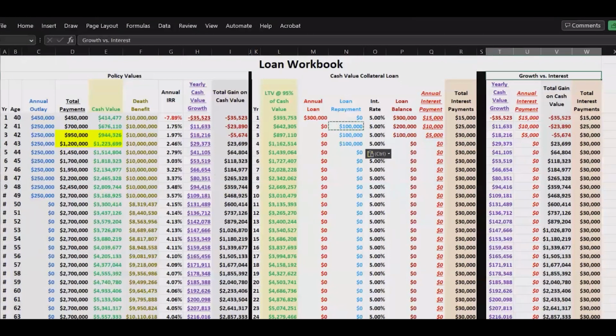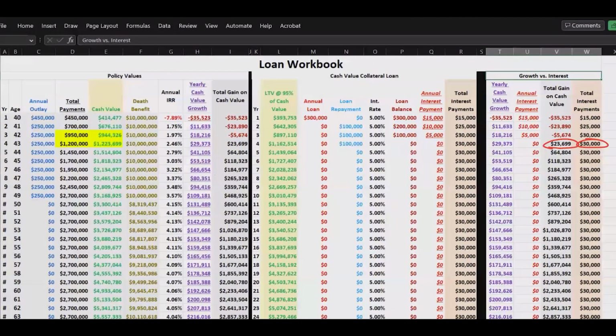So let's look over here. Growth versus interest. And that should be interest paid. That's the loan interest I'm paying to the insurance company in this case. By year 4, total interest payments, total gain on cash value. Oopsie daisy, I said year 4. Total interest payments, total gain on cash value. A little bit behind, right?